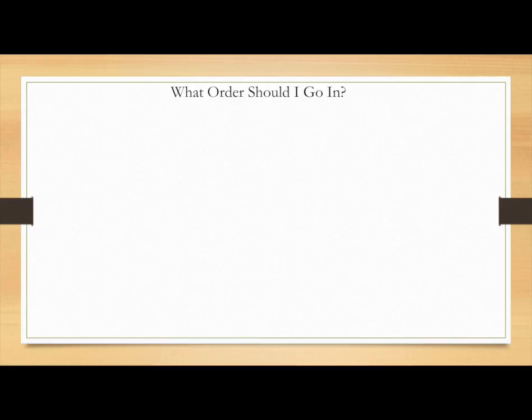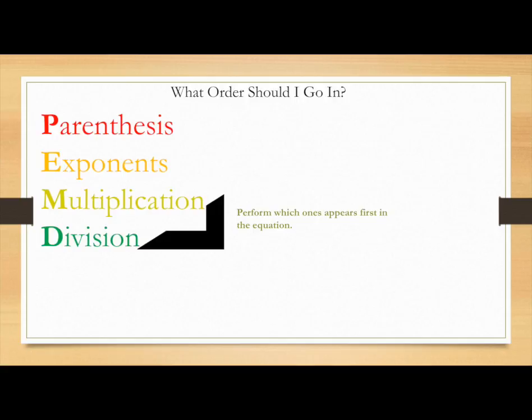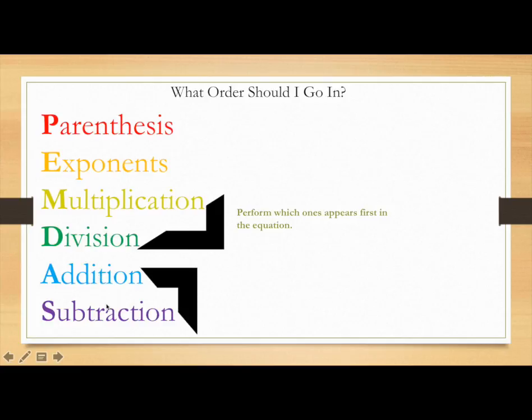You should start with parentheses, or any form of grouping, then go to exponents, then go to multiplication and division. These two are grouped together. Whichever one comes first in the equation, you do that one first. Lastly, addition and subtraction. Again, these two are grouped together. Whichever one comes first in the equation, you do that one first.